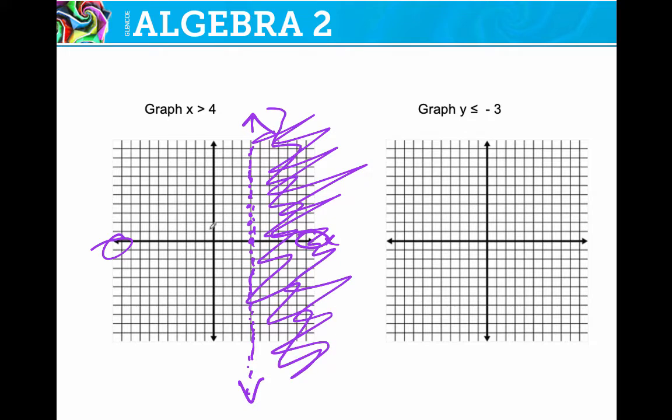So these are special cases. And I believe the origin fails. Is 0 greater than 4? It does not.